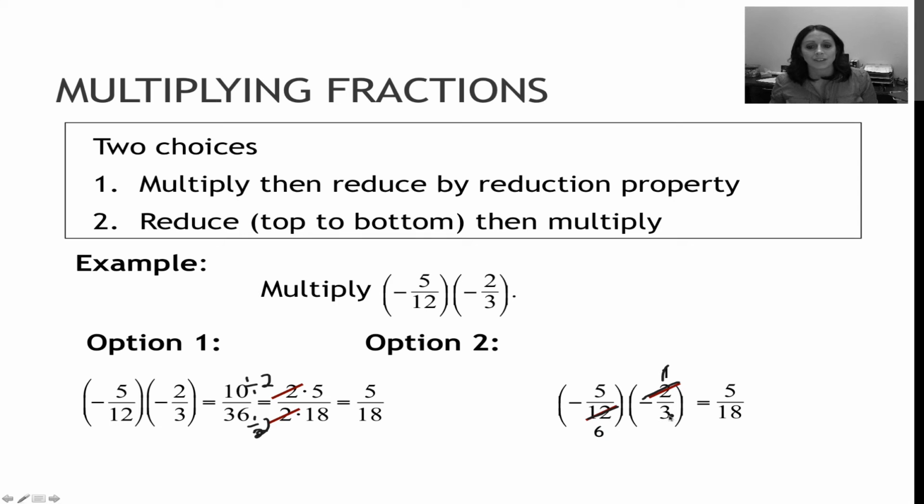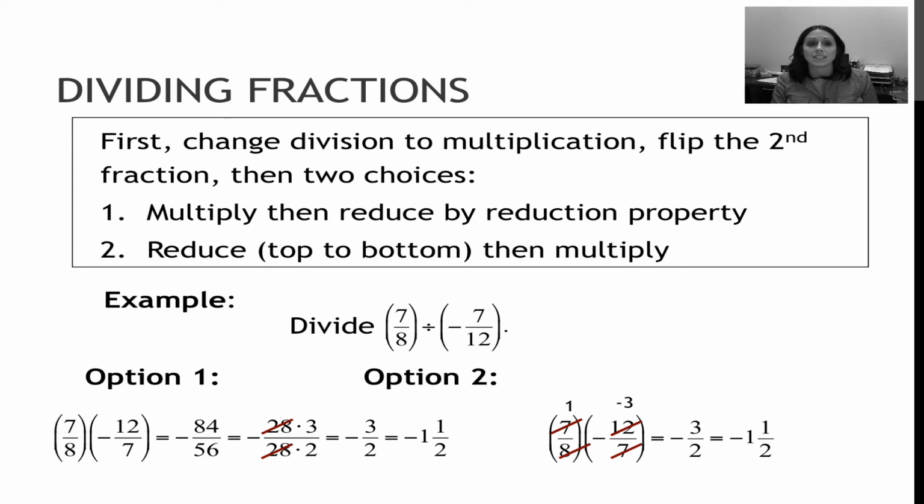This 3 and the 6 have a common factor, but they're both on the bottom, so we can't use those to reduce. So now I'm just going to multiply top times top, which is negative 5 times negative 1, or positive 5, and bottom times bottom, so 6 times 3, which is 18. So 5/18 is the same answer either way. It's up to you which one makes more sense to you.